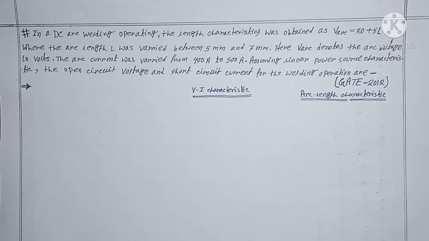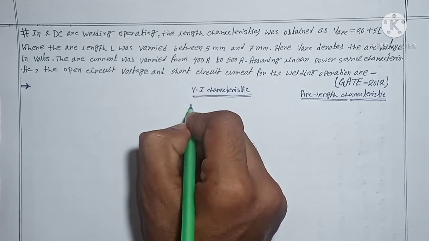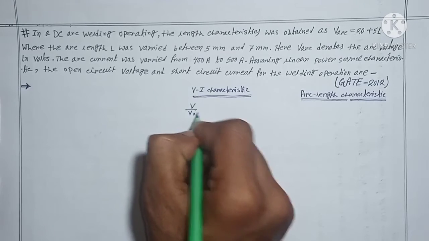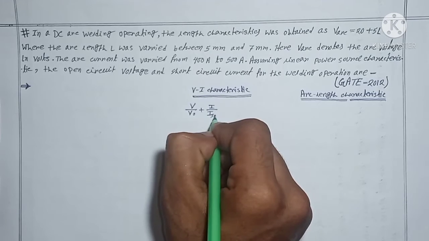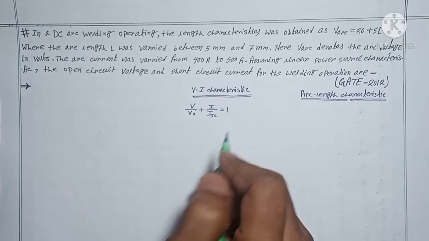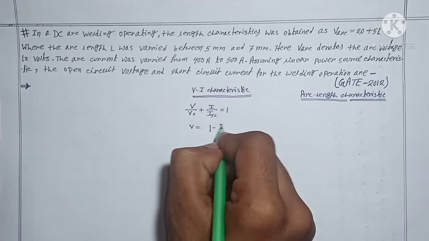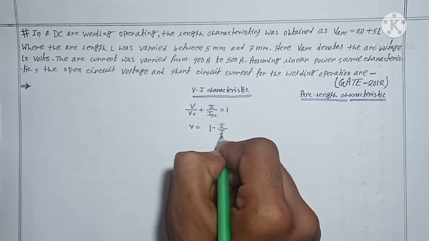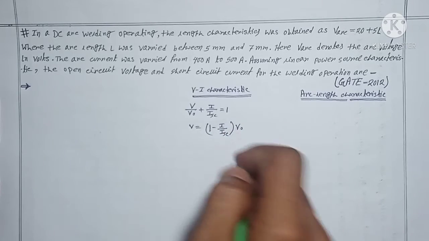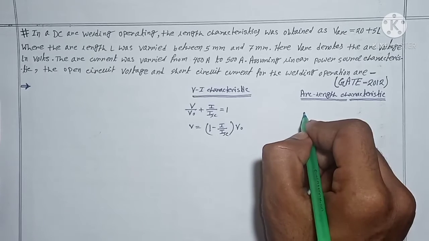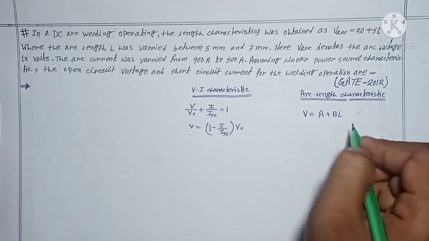Okay, so according to the VI characteristics, we can write V by V naught plus I by Isc is equal to 1. From here I can write voltage is equal to (1 minus I by Isc) into V naught. Am I right? Similarly, from arc length characteristics, we can write voltage is equal to A plus BL.